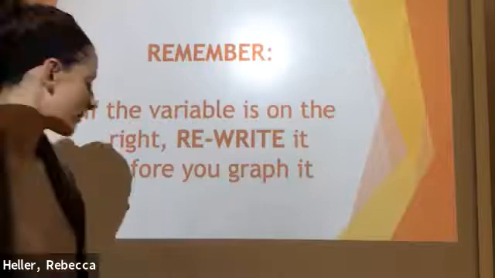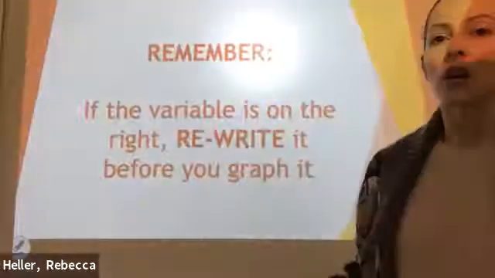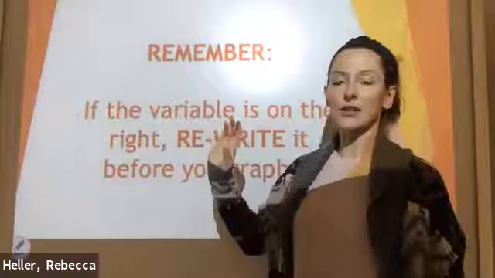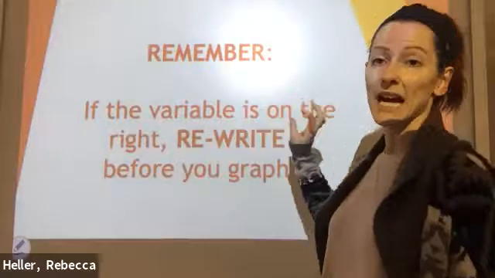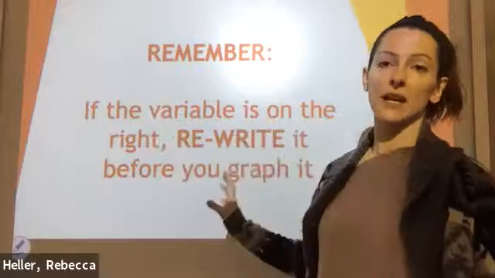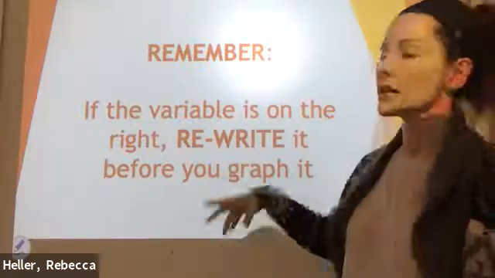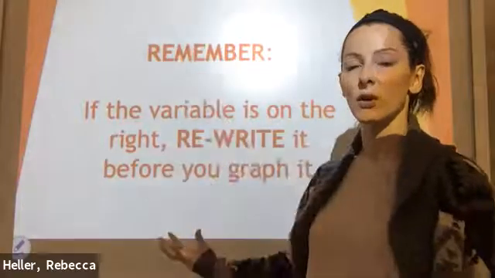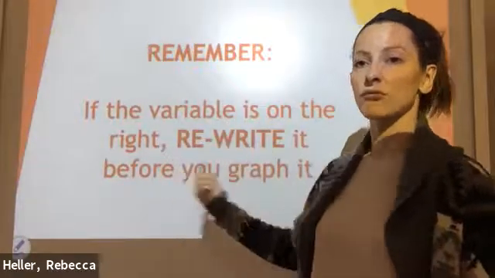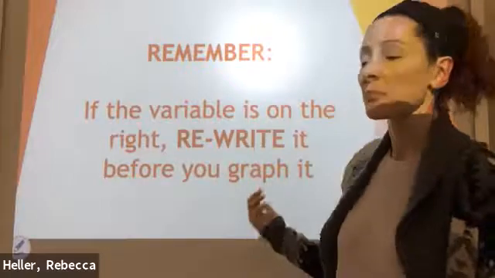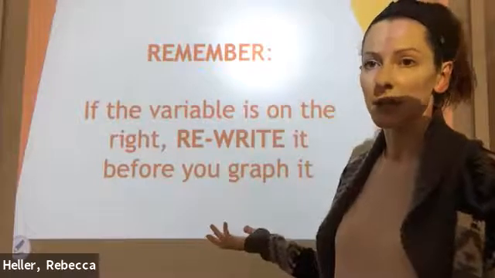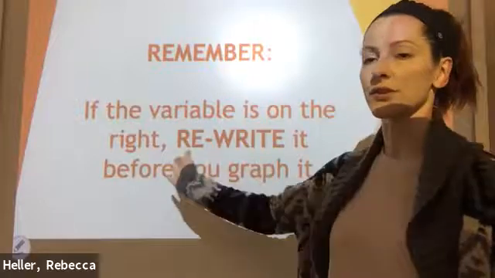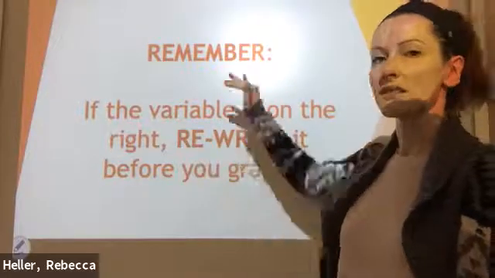One thing to remind you of before we get started, as I said in the video yesterday, if your variable is on the right side, I highly suggest rewriting it so that it's on the left side. Now, when we do it with solving inequalities, I usually solve the inequality first and then rewrite it right before I graph it. Some people don't need to rewrite it. Some people are fine to graph it, whether the variable is on the right or the left. So this is not a requirement.